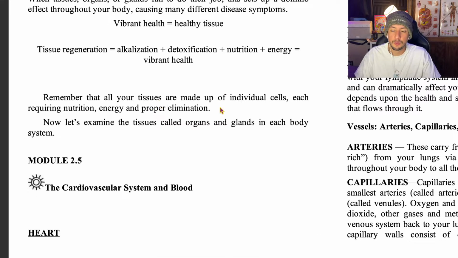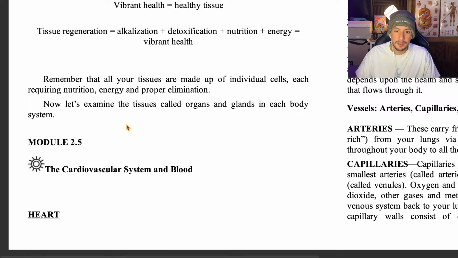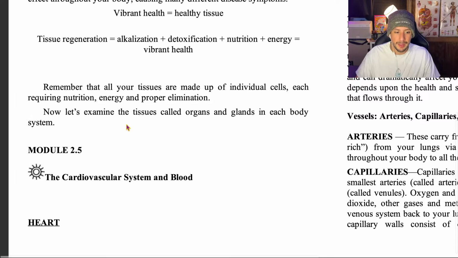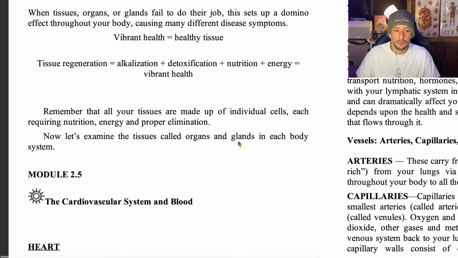Remember, all your tissues are made up of individual cells, each requiring nutrition, energy, and proper elimination. So that ties into the first video, module 2.3 on the cells, where it tells you about the mitochondria, its own metabolism, and how to keep it healthy. Now let's examine the tissues called organs and glands. So this would be really interesting. The cardiovascular system and blood.